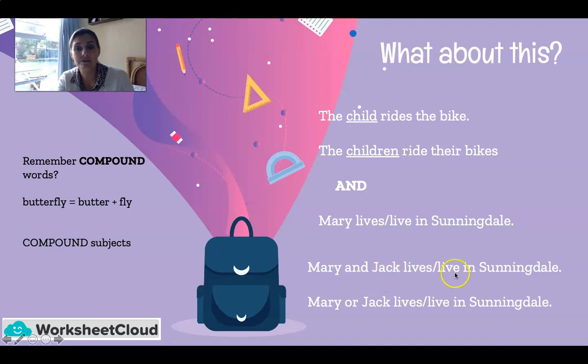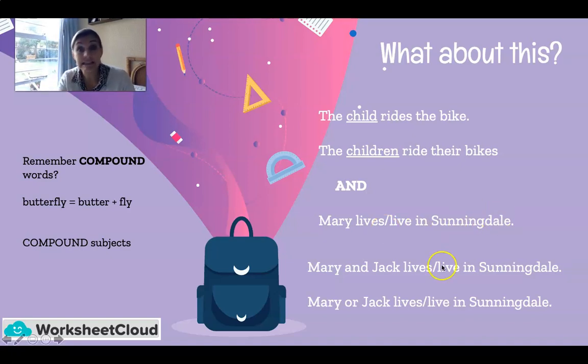Mary and Jack lives or live in Sunningdale. Well, Mary and Jack, what does that show you? We've got plural. There's two of them. So you're not going to say Mary and Jack lives in Sunningdale. Okay, it's already plural. So it's almost like there would be an S on it, but there's two of them.